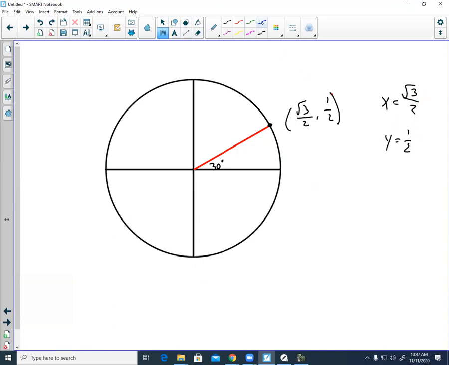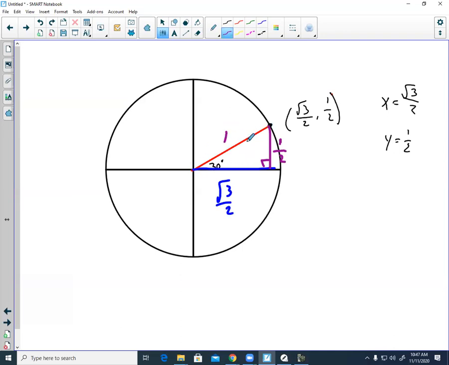That means if I were to draw lines that look like this, in order to get to that spot, I would go over the square root of 3 over 2, and I would go up 1/2. This thing makes a right triangle right here, and I know that it has side lengths of 1/2 and the square root of 3 over 2. And I know that in the unit circle, the radius is always 1.